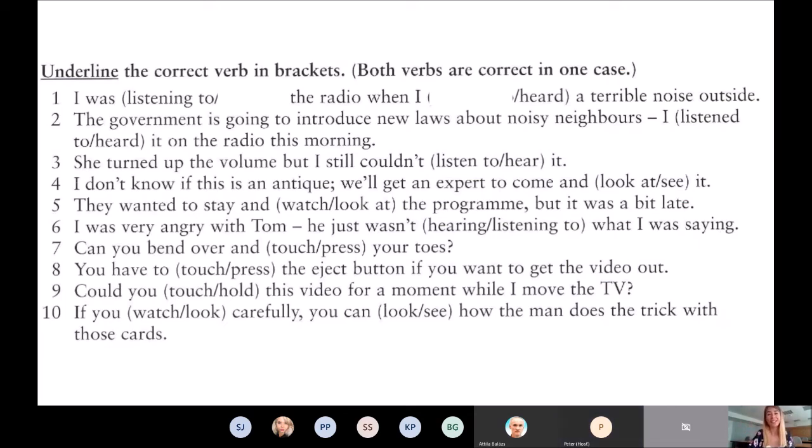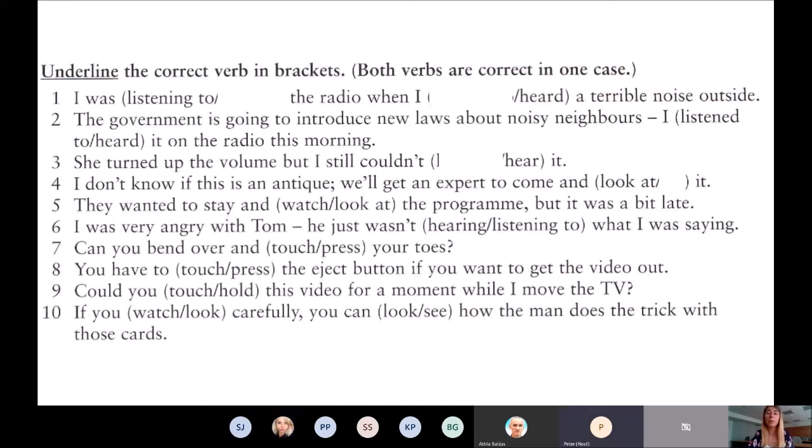Let's look at the number 3 sentence. She turned up the volume because I still couldn't hear it. Very good. Number 4. I don't know if it's antique. We will get an expert to come and see it. Look at it. Look at it. Very good.